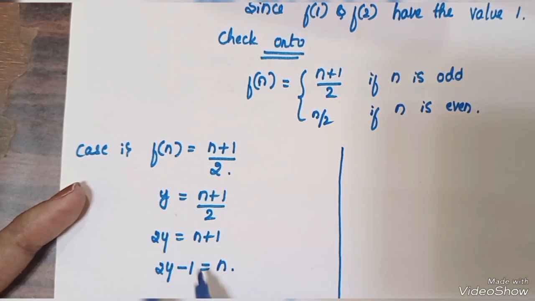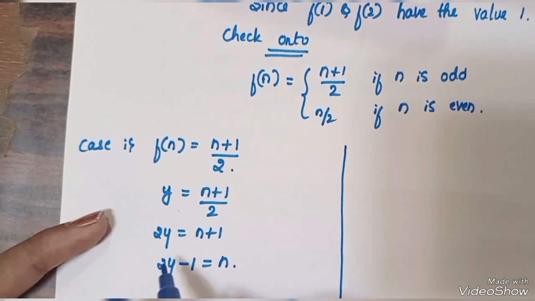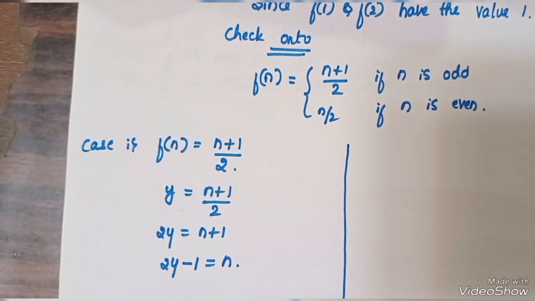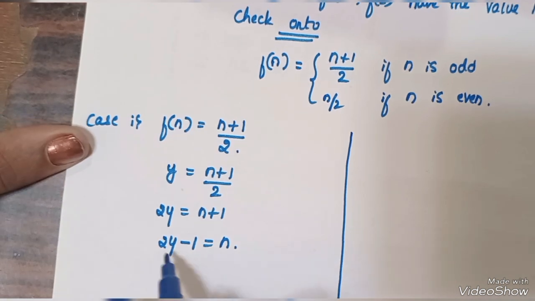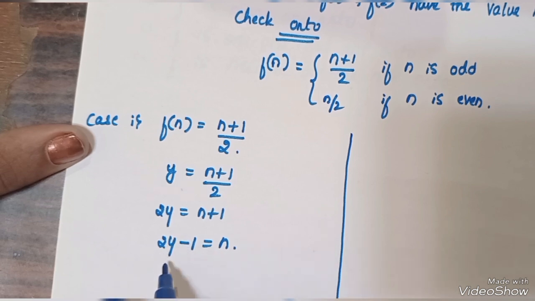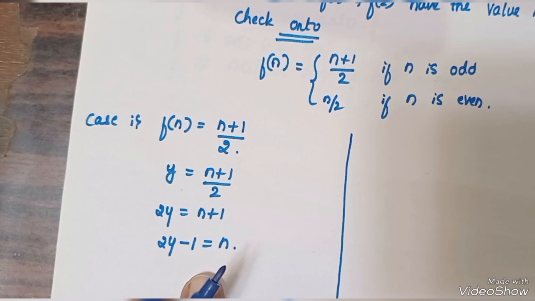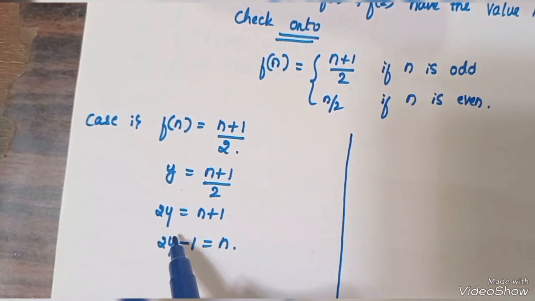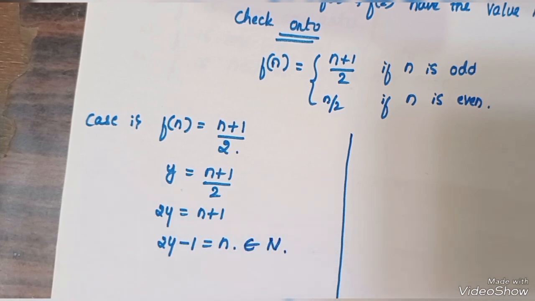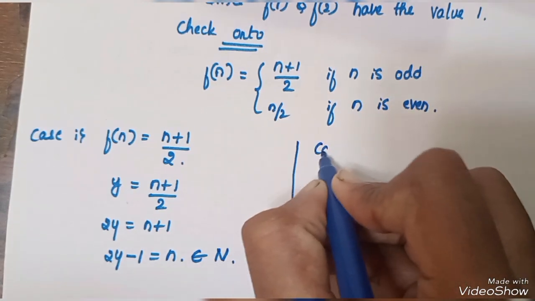Whatever value is taken as y, we get a natural number. Check: put y = 1. 2 into 1 is 2, 2 minus 1 is 1, and 1 is a natural number. Again take y = 2: 4 minus 1 is 3. Whenever the values are taken as y, we get a natural number belonging to the natural numbers. Again, check the second case.